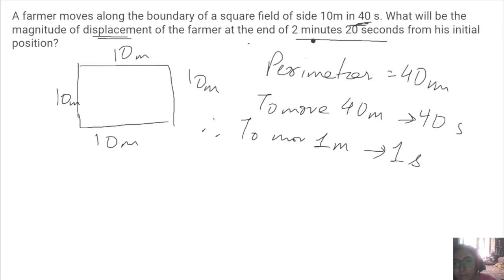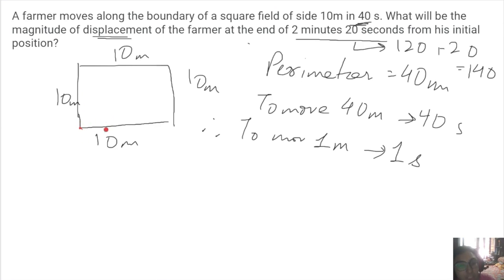So first we have to convert this 2 minute 20 second into 120 plus 20 seconds, right? Which comes to 140. Okay. So basically we know that every second he is moving a distance of 1 meter. So in 140 seconds he would have moved 140 meters. So now we have to calculate. So let him start from this point.